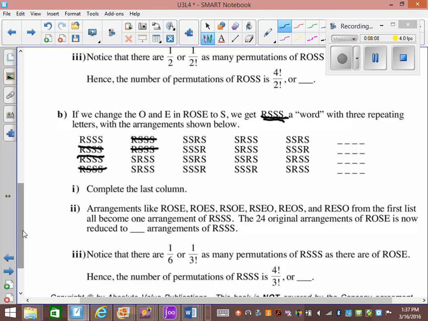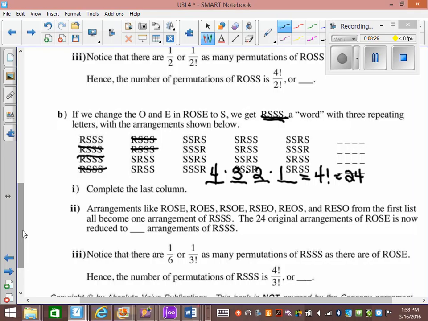So what do we do? Just the same as we did before. Treat the top as if they're all different letters. So I'd have 4 letters for this one, 3 for here, 2 for here, 1 for here. So I have 4 factorial on the top, or 24. Same amount of options.